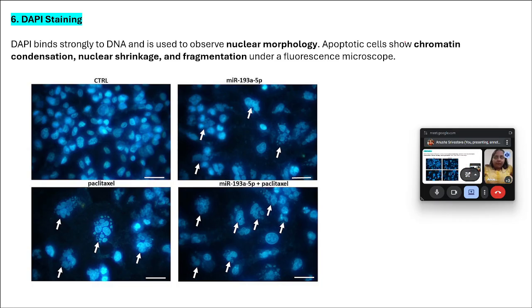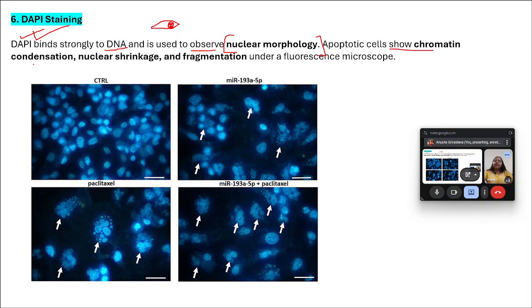Now the other method for apoptosis measurement is DAPI staining. DAPI binds strongly to the minor groove of DNA. We all know DAPI staining. In this case, we're talking about DAPI, which is used to observe nuclear morphology. This DAPI binds to the cell's nucleus. If this is your spindle-shaped cancer cell and this is your nucleus, it basically stains the nucleus. This part, it stains the nucleus.